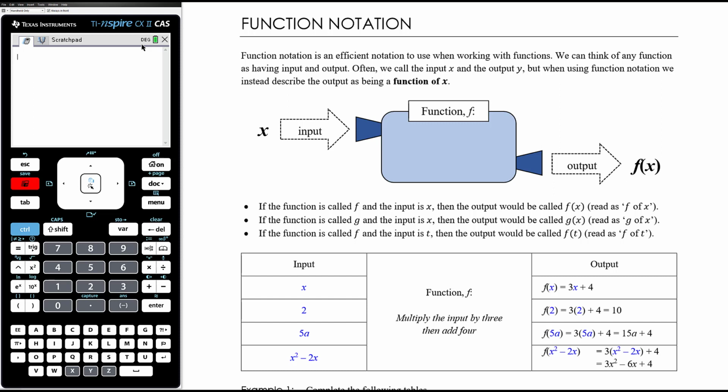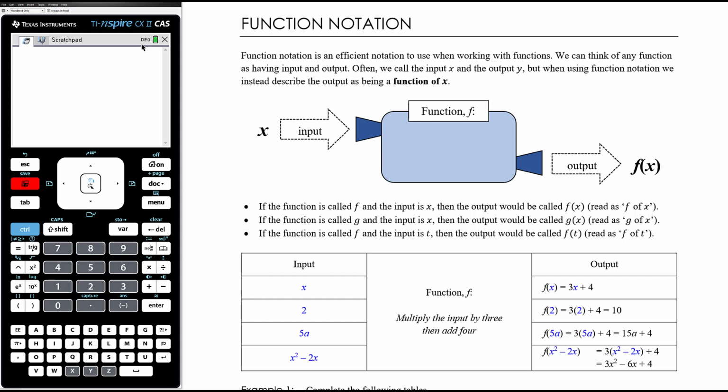And so before we get into introducing all the new graph shapes, I just want to make sure that your function notation is reasonably sound. Function notation is an efficient notation to use when we work with functions. It's really easy to indicate that you want to substitute something into a function, or you want to solve a function equal to something else. It ultimately means that you have to write down less because you've got this shorthand for referring to your functions.